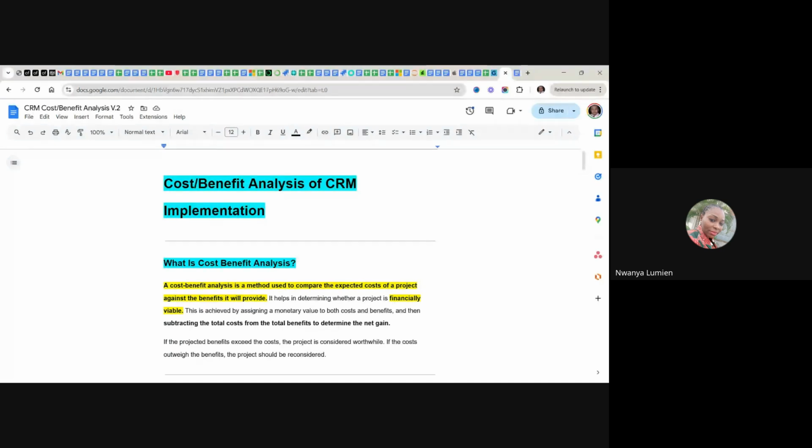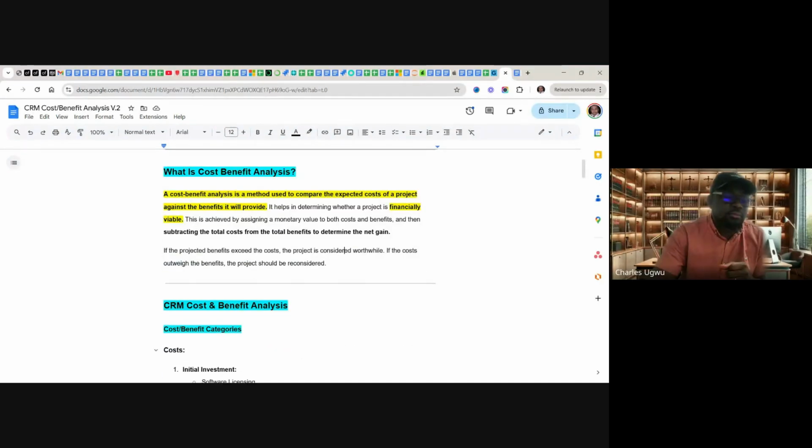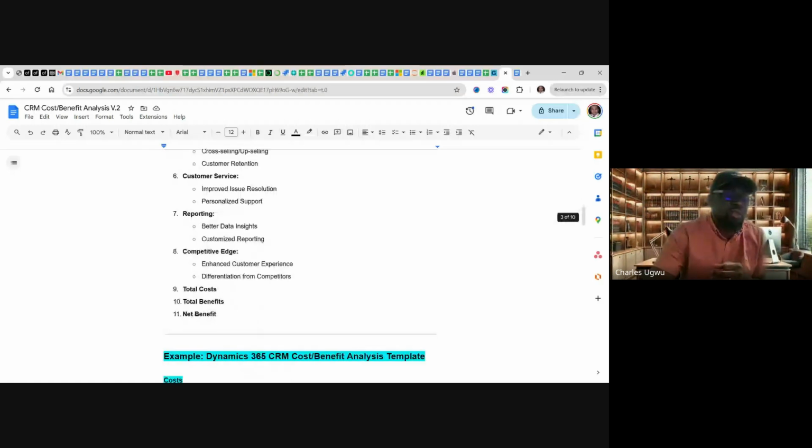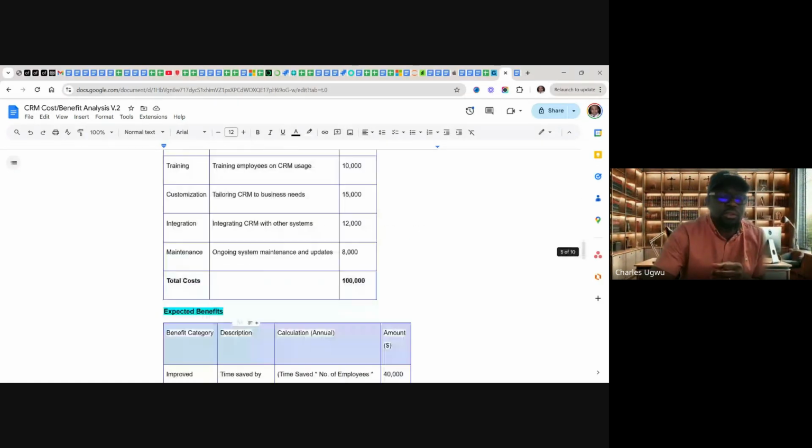ROI. Return on investment is just subtracting the total cost from the total value. That is the net, that is the return on investment.